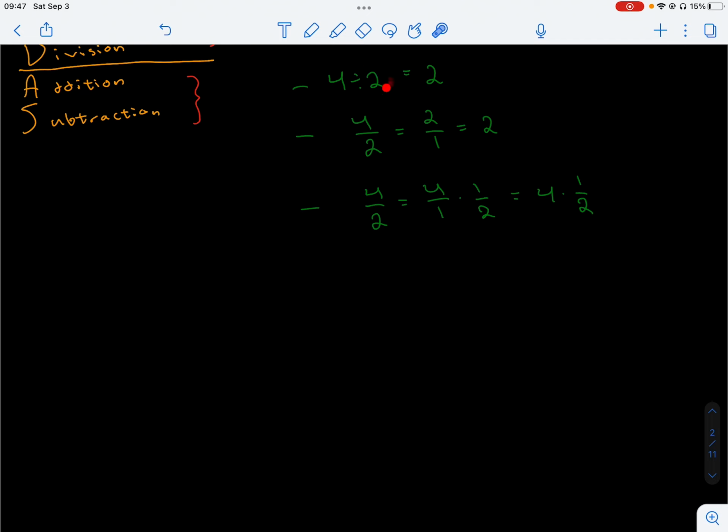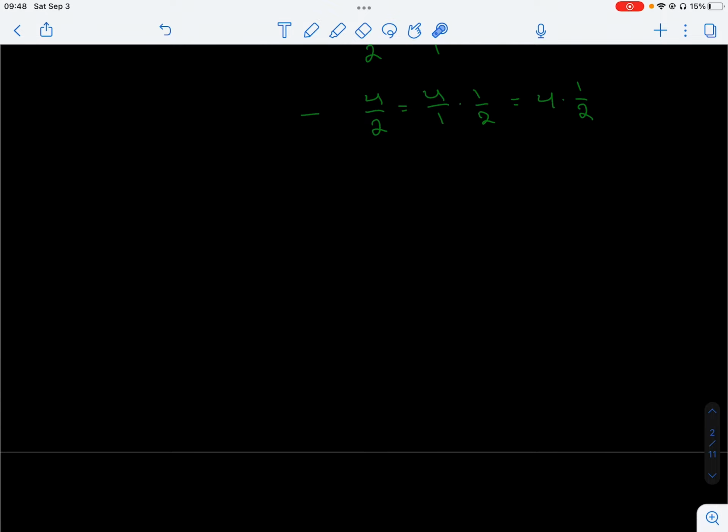I say, okay, 4 divided by 2, that's a division fact. It's kind of like, what number times 2 is equal to 4? Well, 2. This is saying, okay, this is a fraction, 4 over 2. Hopefully you've learned to reduce it, and it gets to 2 over 1. Well, 2 over 1 is just 2. Division and fractions are pretty much synonymous here.